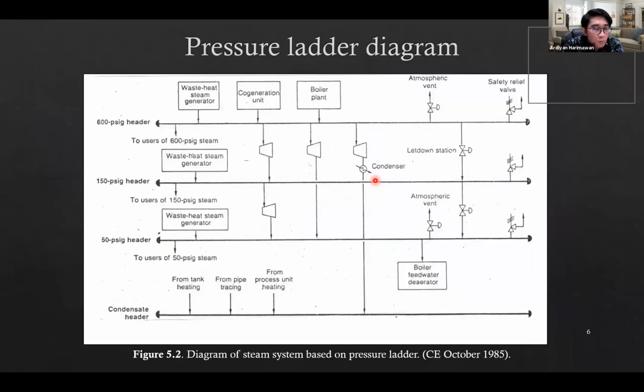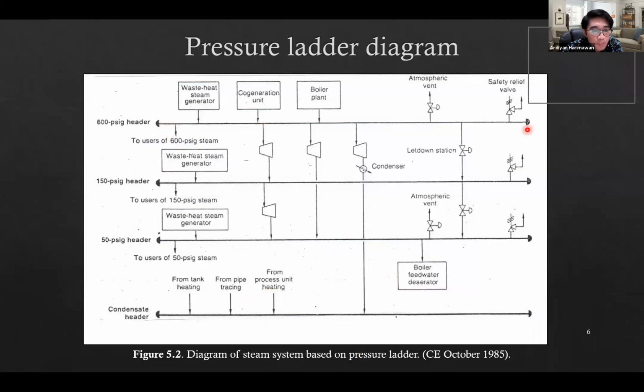Okay, and the second one is the steam diagram based on the pressure. So although they are different equipment, if they are using the same type of steam, whether it's high pressure, medium pressure, or low pressure, they are grouped separately. Those equipments that are using higher pressure are grouped together, and then medium pressure are grouped together, and the low pressure also grouped together. So we call it the pressure ladder diagram, because the construction is like a ladder, yeah, tangga, and each ladder will have a different pressure of steam.